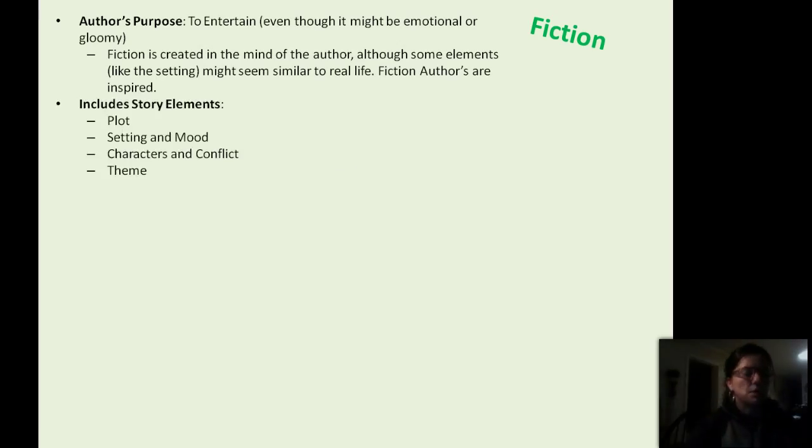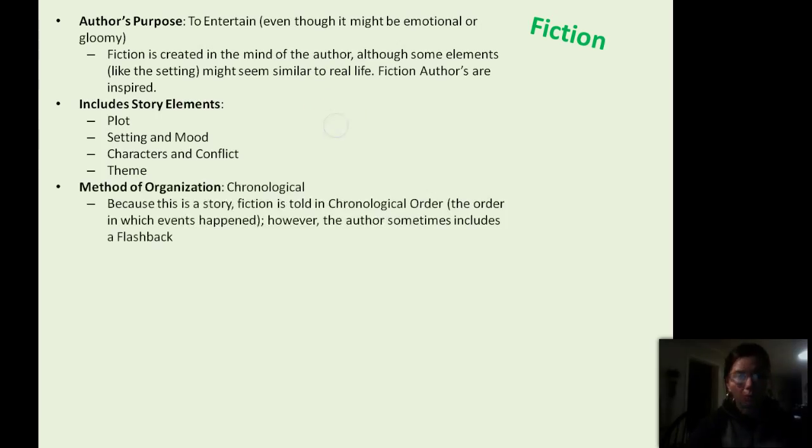Remember our Ebola story. A fictional piece is going to include story elements because it's a story. So it's going to have a plot, it's going to have setting and mood, characters and conflict, and theme. So if you're not sure what those terms mean, it's something that you need to review. Did that way back in quarter one.